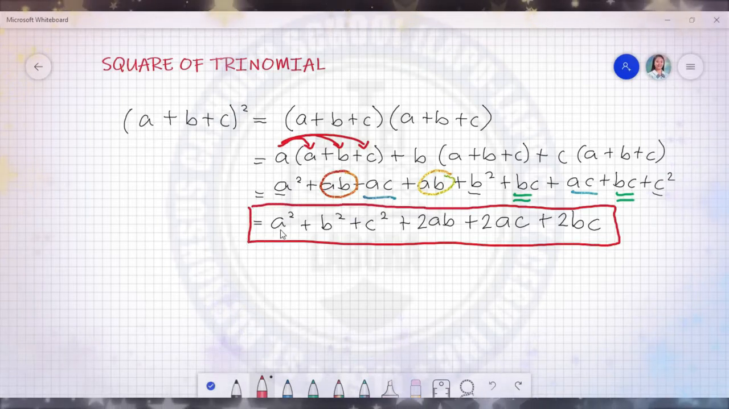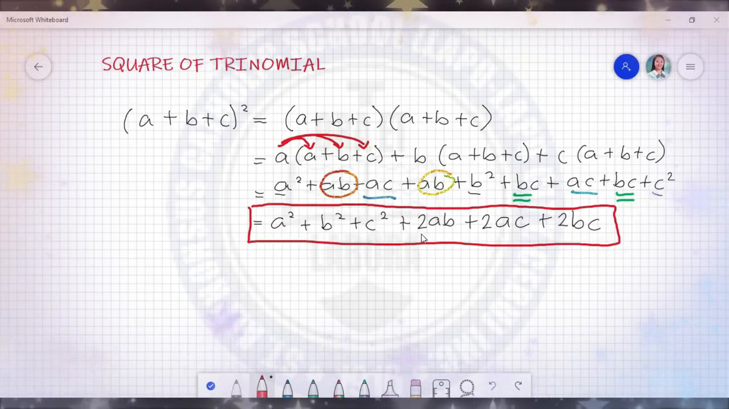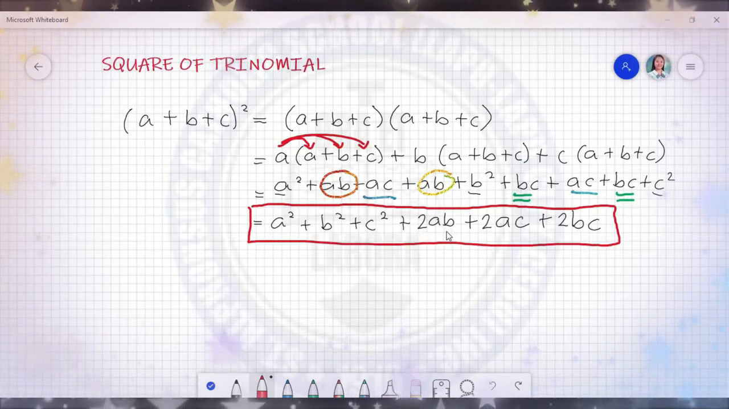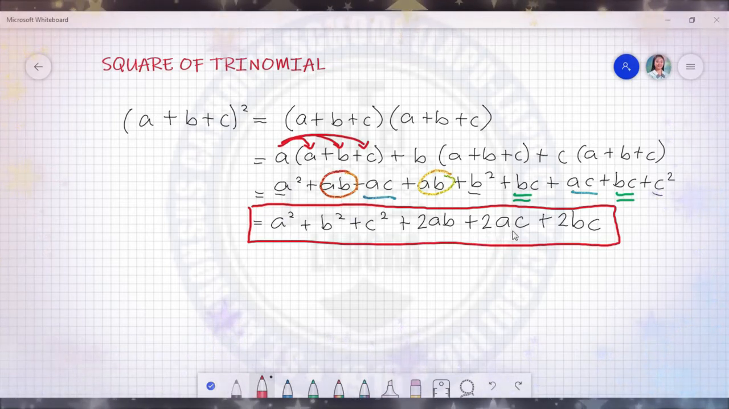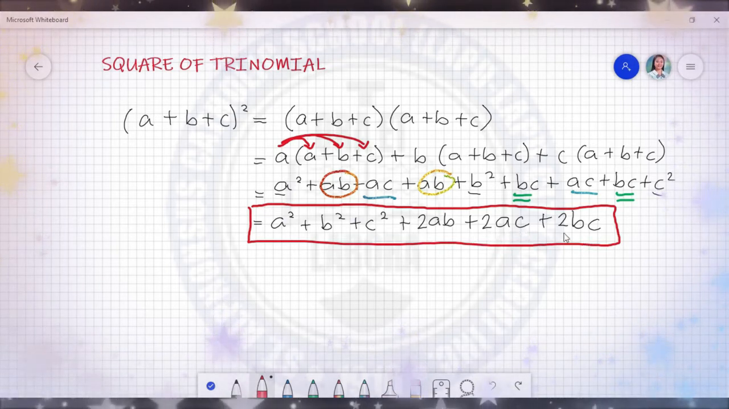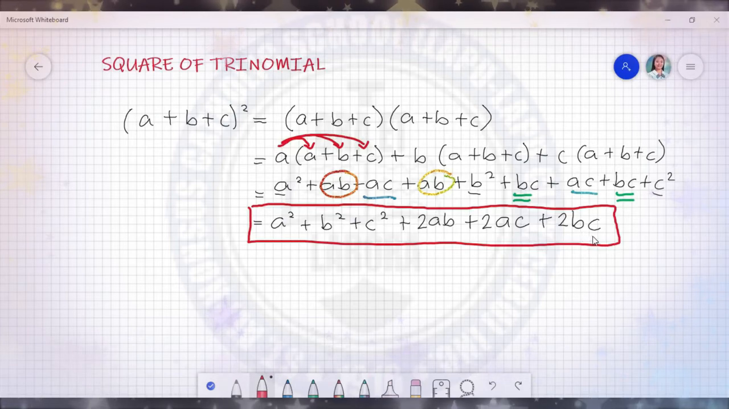It is square the first term, square the second term, square the third term, twice the product of the first and second term, twice the product of the first and the third term, and twice the product of the second and the third term.